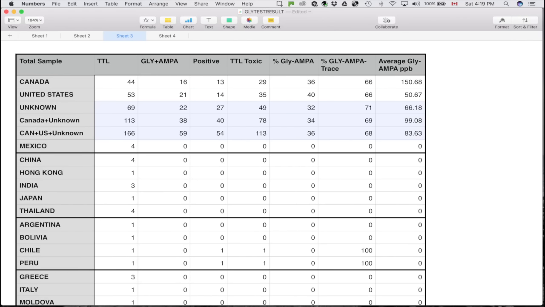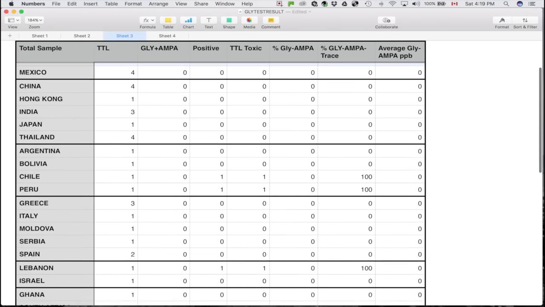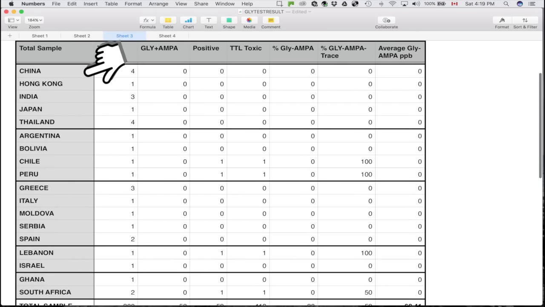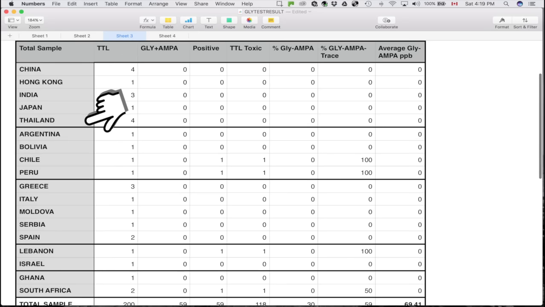The only other country in North America, under the same continent, is Mexico, with only a small sample of four samples, and its results are 0. Then comes the next group from Asia, and there you have a smattering of a few samples: China, Hong Kong, India, Japan, and Thailand. And interestingly enough, none of them have any glyphosate at all, so they're 0.